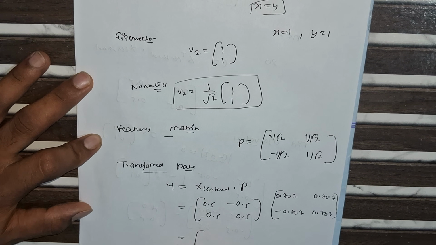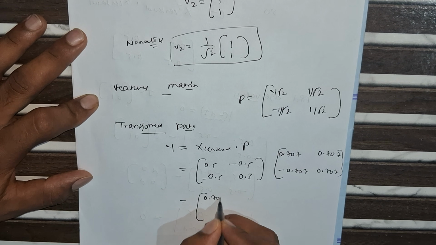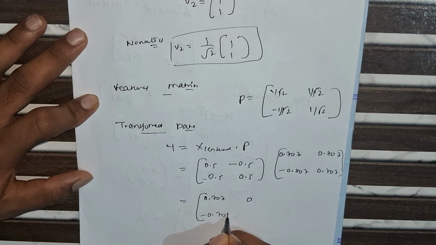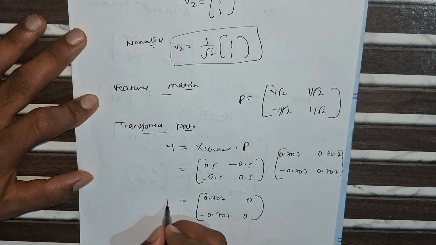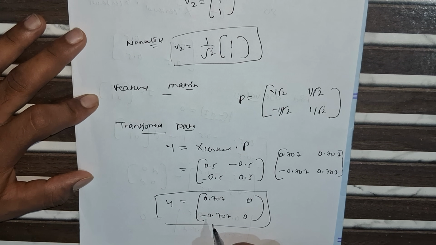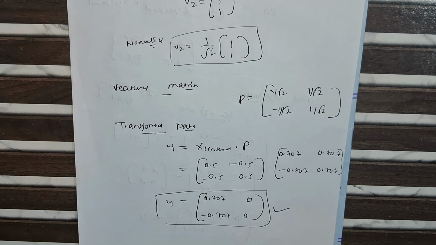So now when you multiply it, it becomes 0.707, this is 0, this is minus 0.707, this is 0. So this is our Y. So now we got the transformed data which we had to find in the question. So this is our final answer. Like that you have to solve in the examination to get the full marks.